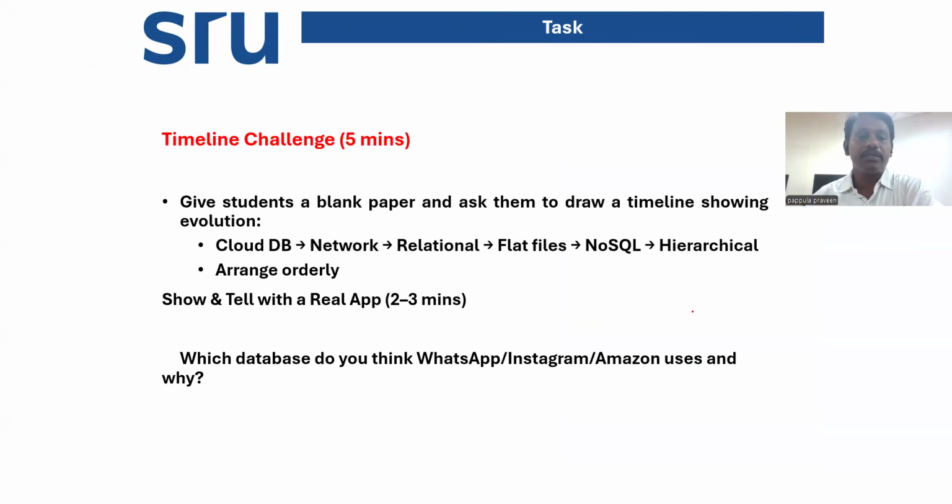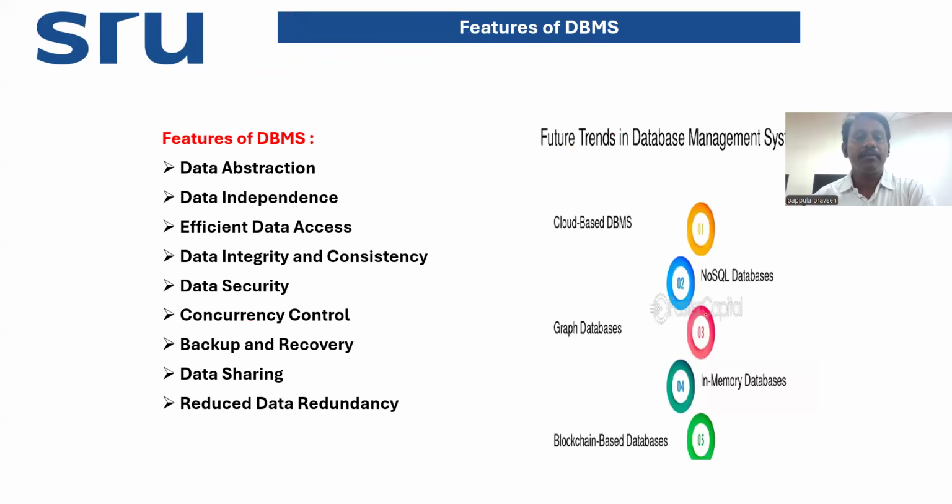Give a student a blank paper, and this is a small task. Now draw the timeline showing the evolution: cloud DB, network, relational, flat files, NoSQL, hierarchical, and arrange all these in order. Now, which database do you think WhatsApp, Instagram, and Amazon use, and why? This is the timeline challenge for the first session. This is about the introduction of the DBMS.